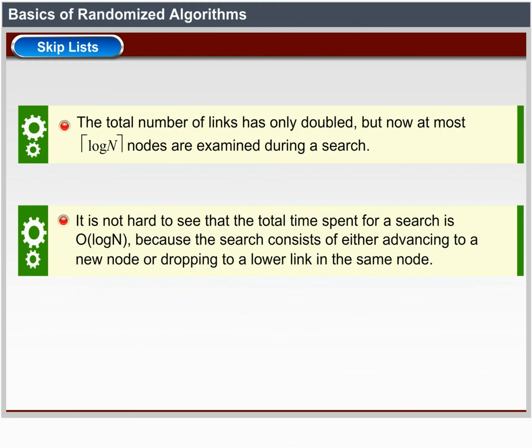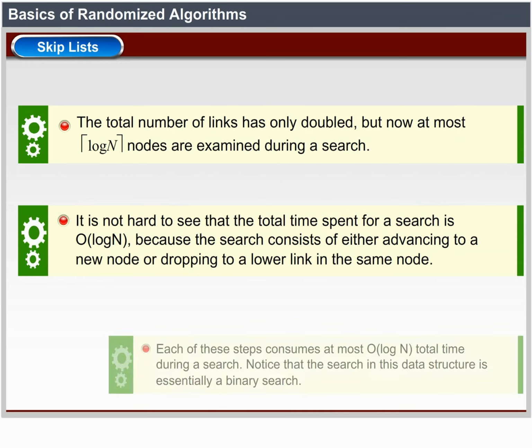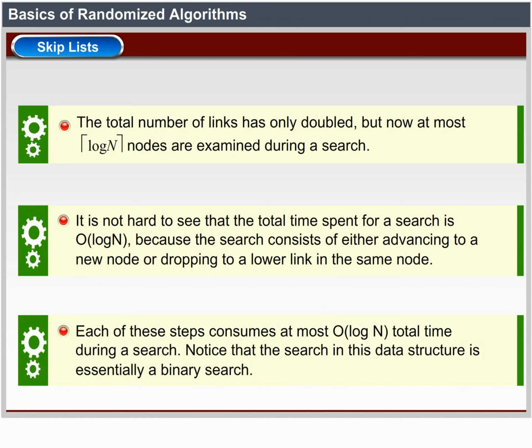It is not hard to see that the total time spent for a search is O(log n), because the search consists of either advancing to a new node or dropping to a lower link in the same node. Each of these steps consumes at most O(log n) total time during a search. Notice that the search in this data structure is essentially a binary search.